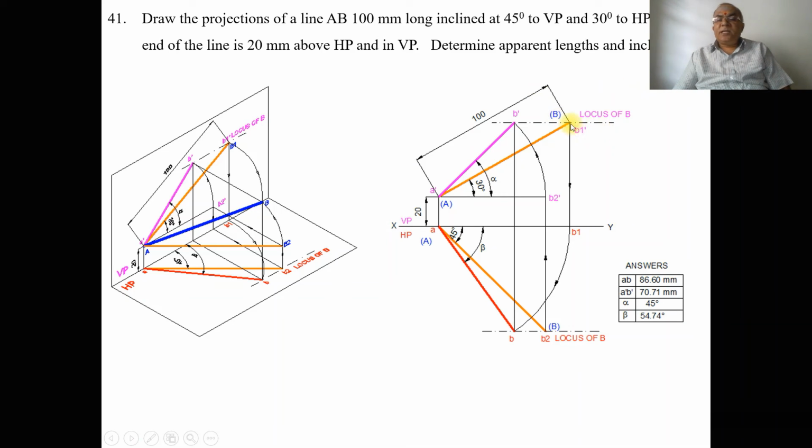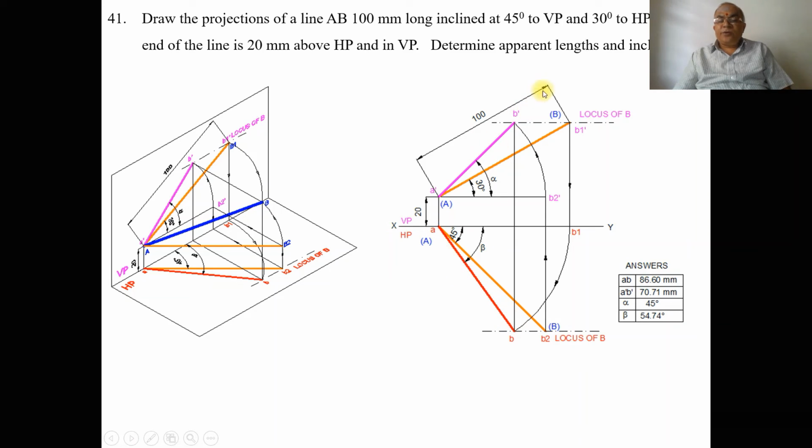So with B1 dash as center, draw a vertical projector from B1 dash to the XY line, and you mark this point as B1, which is as shown. With A as center, taking the radius of AB1, you rotate it such that it is going to cut the locus of B in the top view. So you mark this point as B, then join A to B with a dark line.